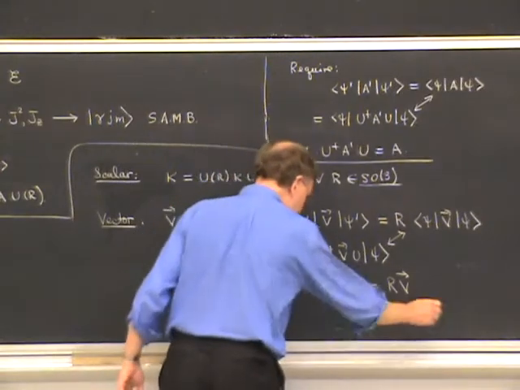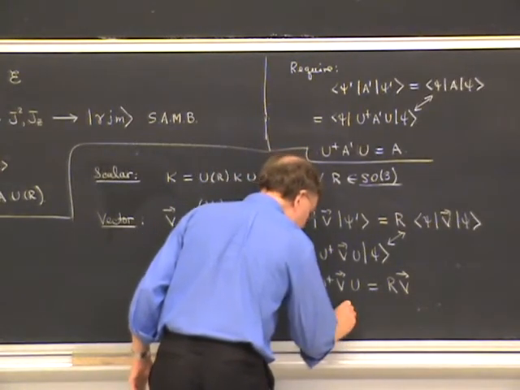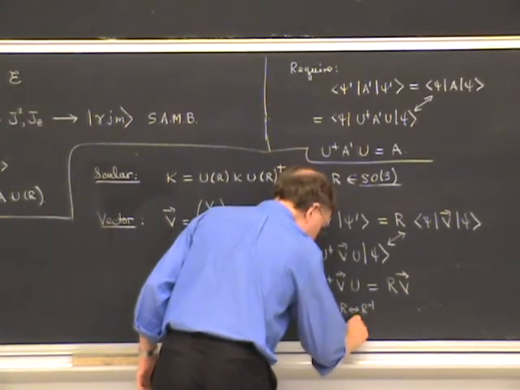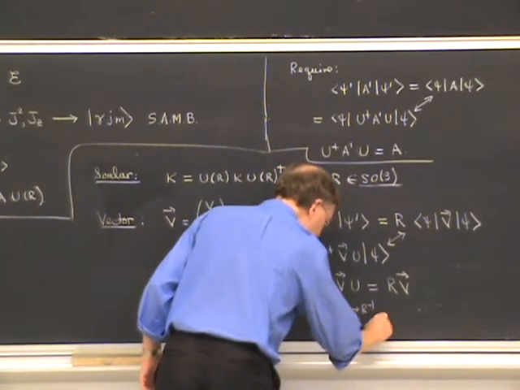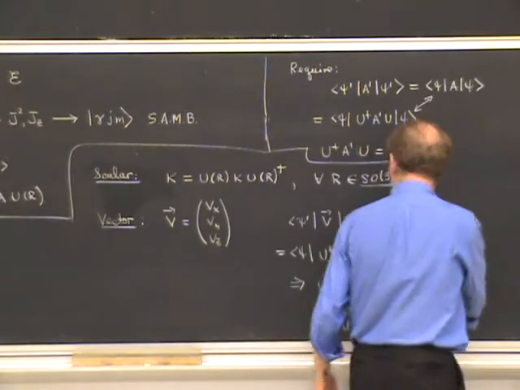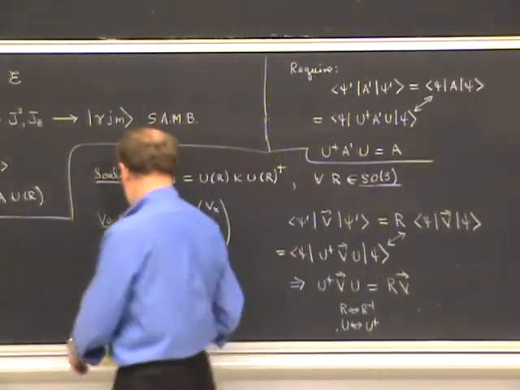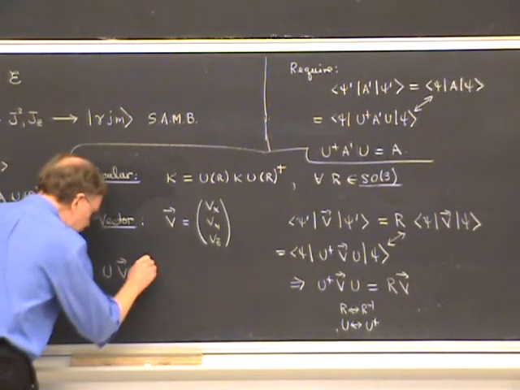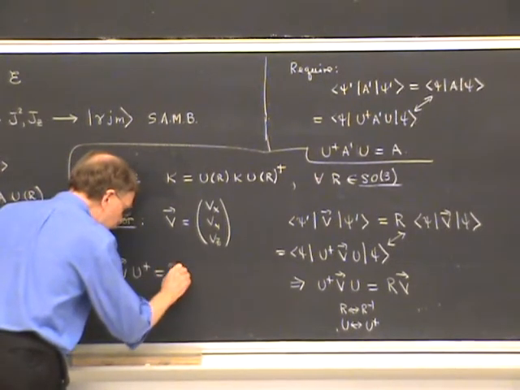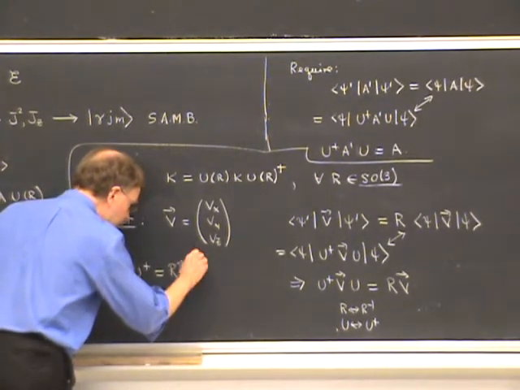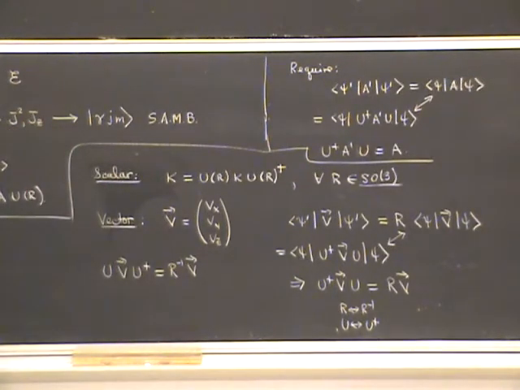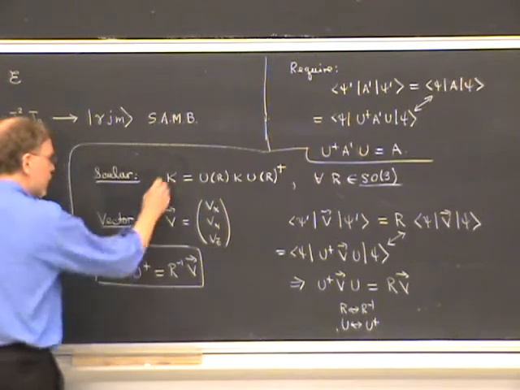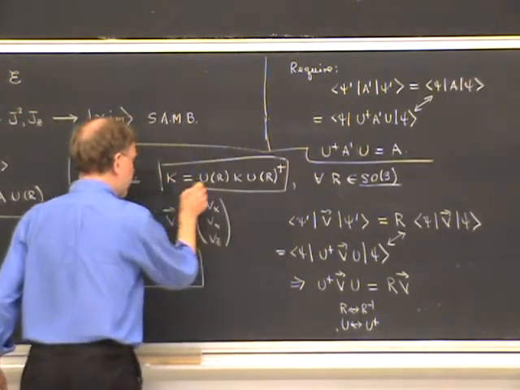Or, to put this into a slightly more convenient form, let's swap r and r inverse, and at the same time we swap u and u dagger. And if we do, then this becomes, I'll write it over here, u times the vector operator times u dagger is equal to r inverse multiplying on the vector operator. And this is a definition. This is a definition of the vector operator, just as this is the definition of the scalar operator.